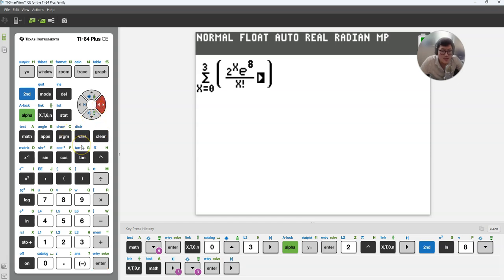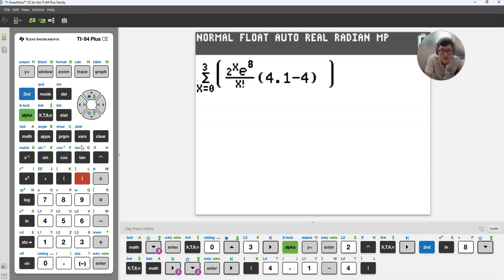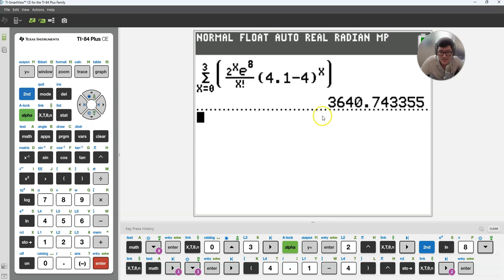And then I'm going to type, remember our a value was 4.1, and then I'm going to raise this to the power of x. Let's see, there we go. And if we did this correctly, it should come out to the same value that we got earlier. And we do. This is the same value that we got. So here is another way to do this on your calculator.